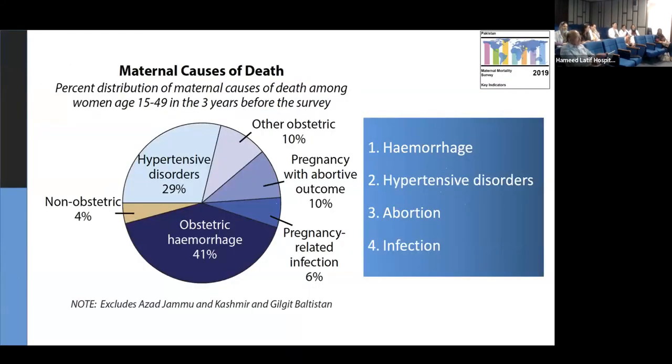Now, I told you last time that in 2019 the National Institute of Population Studies carried out a national maternal mortality survey in Pakistan. And according to that, the maternal causes fell into these: hemorrhage 41%, hypertensive disorders 29%, and pregnancy with abortive outcome 10%. So 10% of maternal deaths are because of abortion. This is the third most common cause of maternal death in Pakistan.